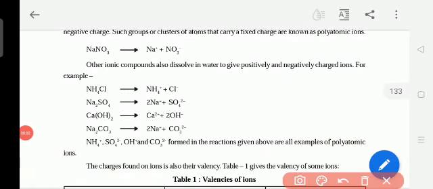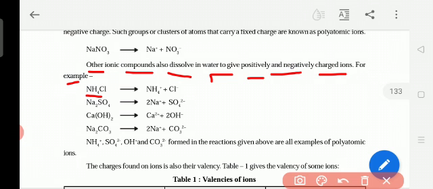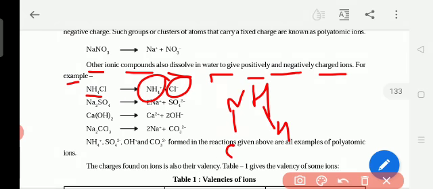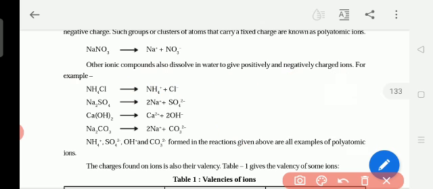Other ionic compounds also dissolve in water to give positively and negatively charged ions. For example, NH4Cl. In NH4, nitrogen and hydrogen, two kinds of atoms are there, but in Cl only one atom is there. So which is the polyatomic ion here? NH4 plus is the polyatomic ion.